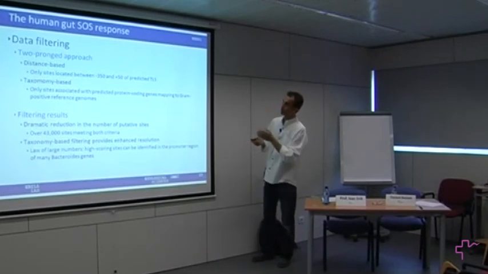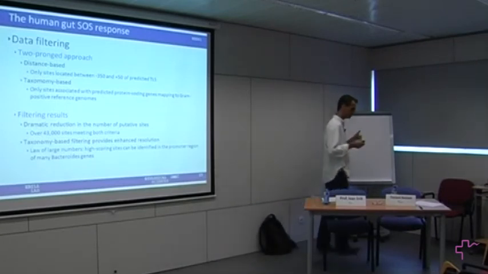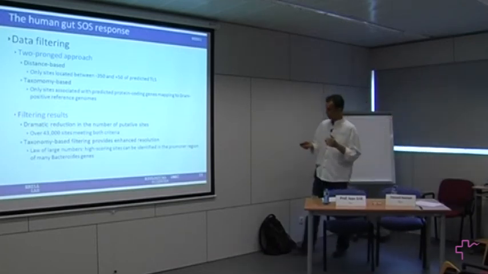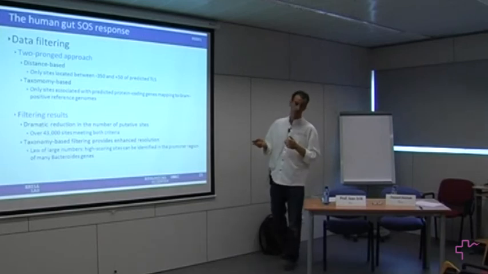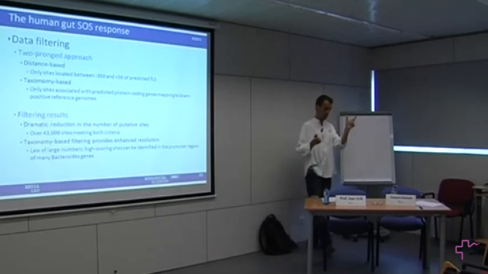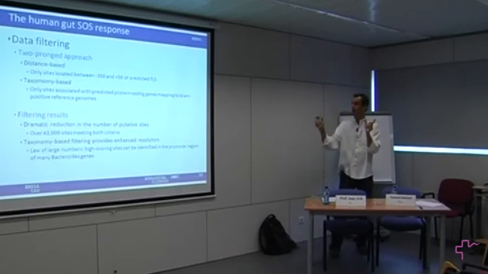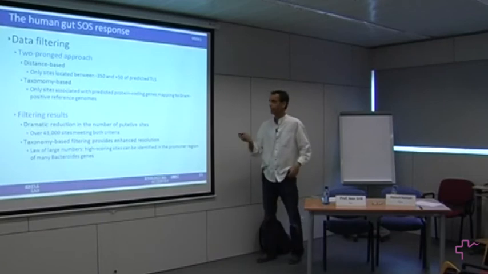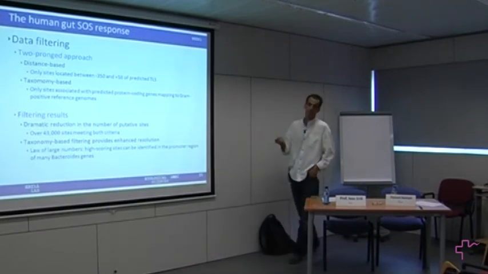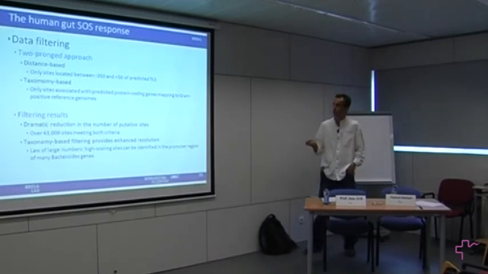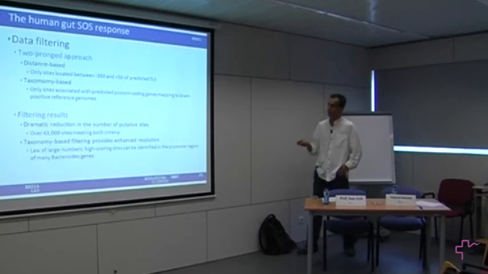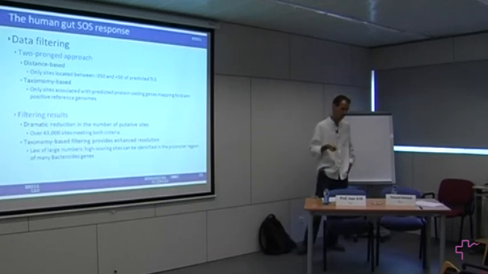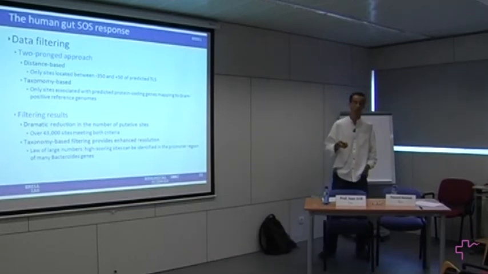And we also decided to consider only sites that were associated with operons in which the genes map to gram-positive bacteria. So we had the binding motif that was specific for gram-positive bacteria, and the genes had to belong also to gram-positive bacteria. Applying this two-tiered filtering approach, we got a hefty reduction in the number of putative sites that we found. We got down to 43,000, which is much more tractable.